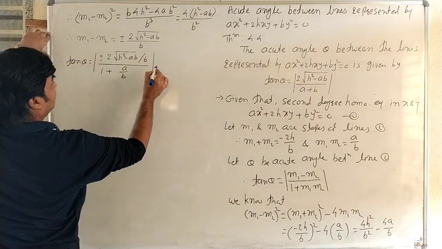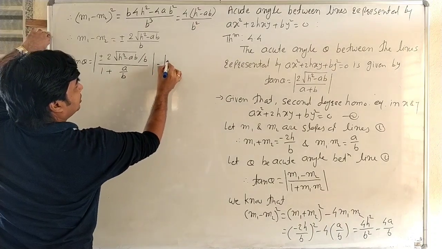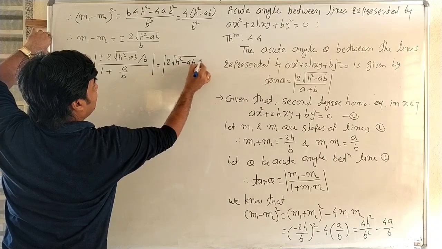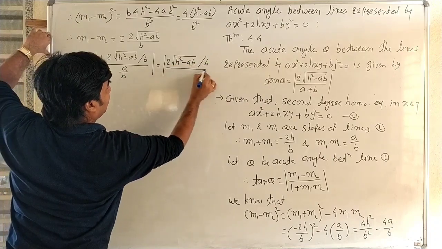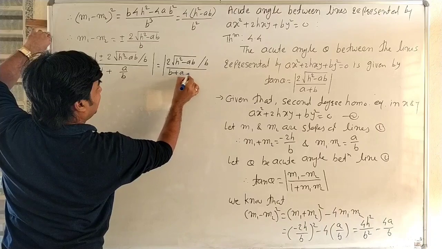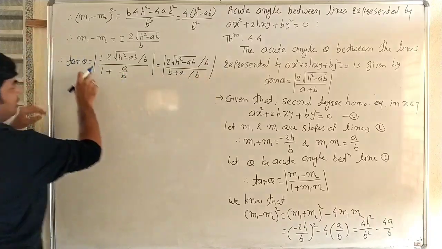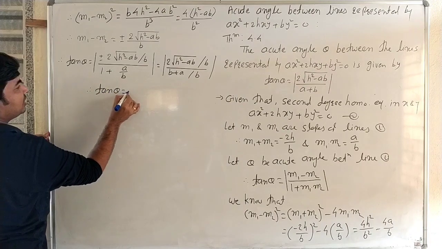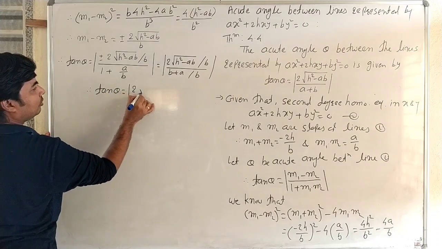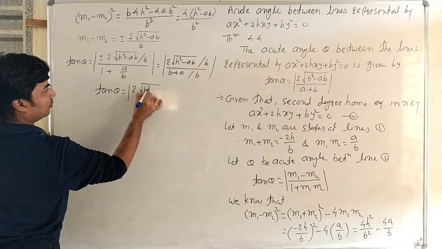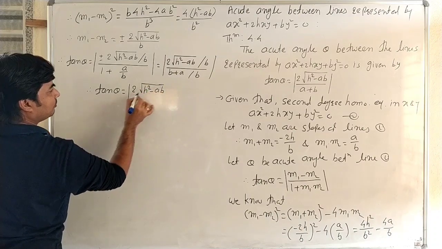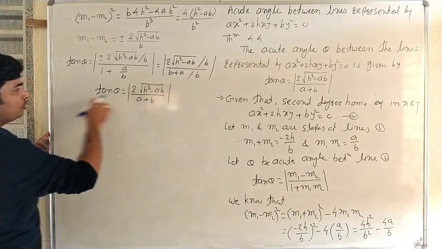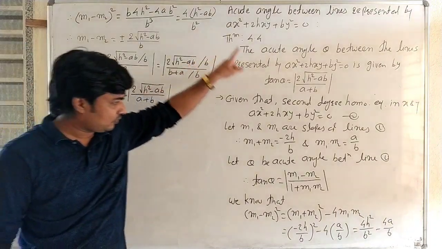Okay, then take the calculation, it is 2 into under root of h square minus ab upon b, whole to the upon b plus a upon b. It is addition, and therefore we can write tan theta is equal to mod of 2 under root h square minus ab upon a plus b. It is the formula for the acute angle, it is the theorem.